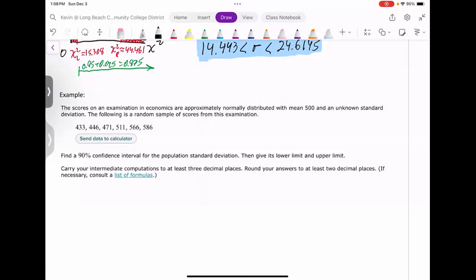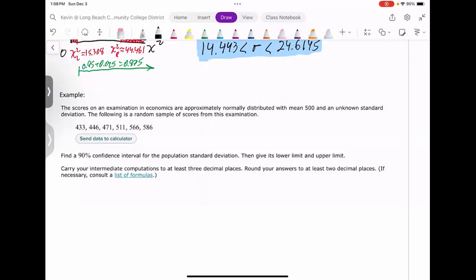The scores on an examination of economics are approximately normally distributed with a mean of about 500 and an unknown standard deviation. The following is a random sample of scores from this examination. Find a 90% confidence interval for the standard deviation.